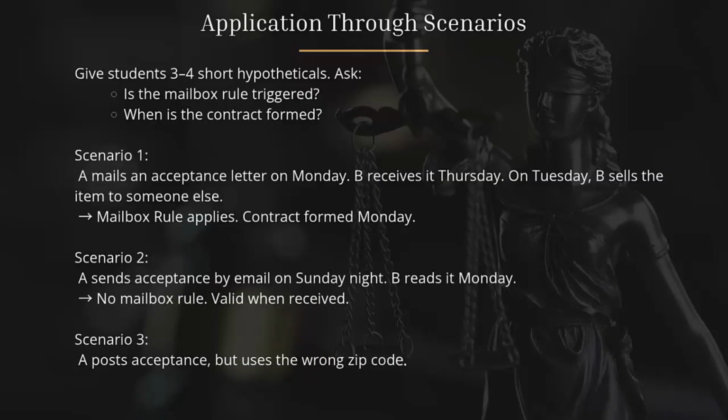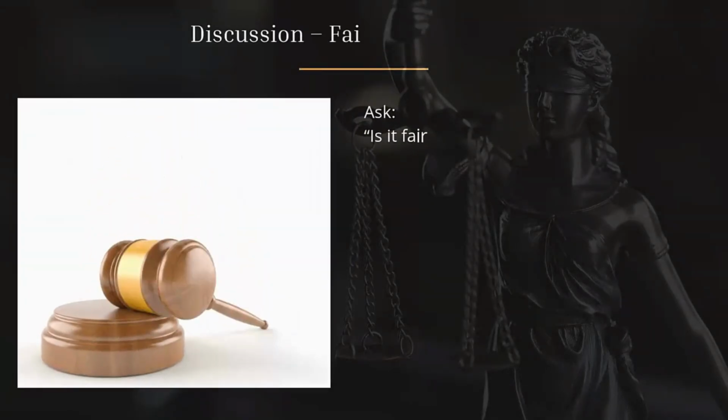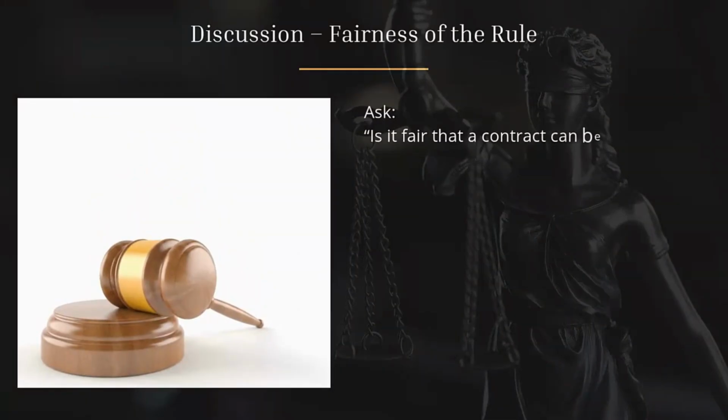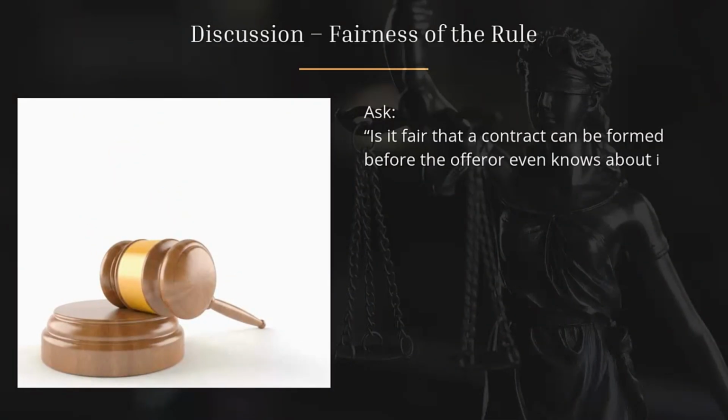Scenario 2: A sends acceptance by email on Sunday night. B reads it Monday. No mailbox rule. Valid when received. Scenario 3: A posts acceptance but uses the wrong zip code. The mailbox rule does not apply. Not properly addressed.